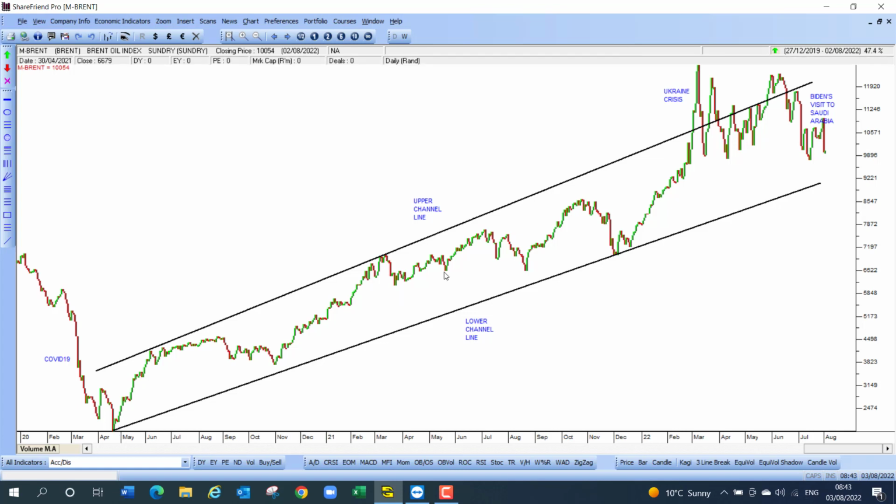It's been trending up very, very steadily between channel lines here. The Ukraine war pushed it up through the top channel line briefly. Then it came back again. You can just see the increase in volatility because of the increase in uncertainty. And then Joe Biden's visit is over here. So we think that has caused the oil price to drop back inside the channel lines. And it's now oscillating around here at about $100 a barrel. So that's where we are now.